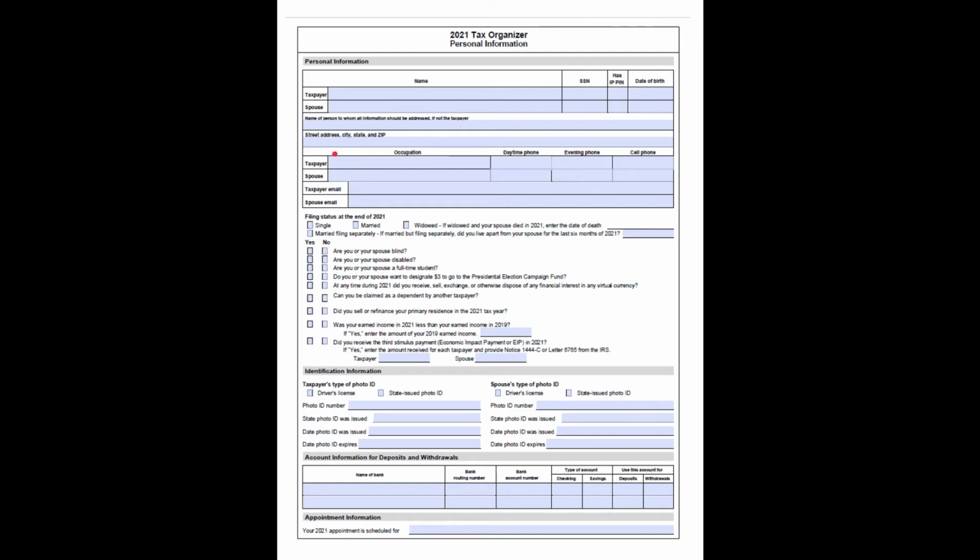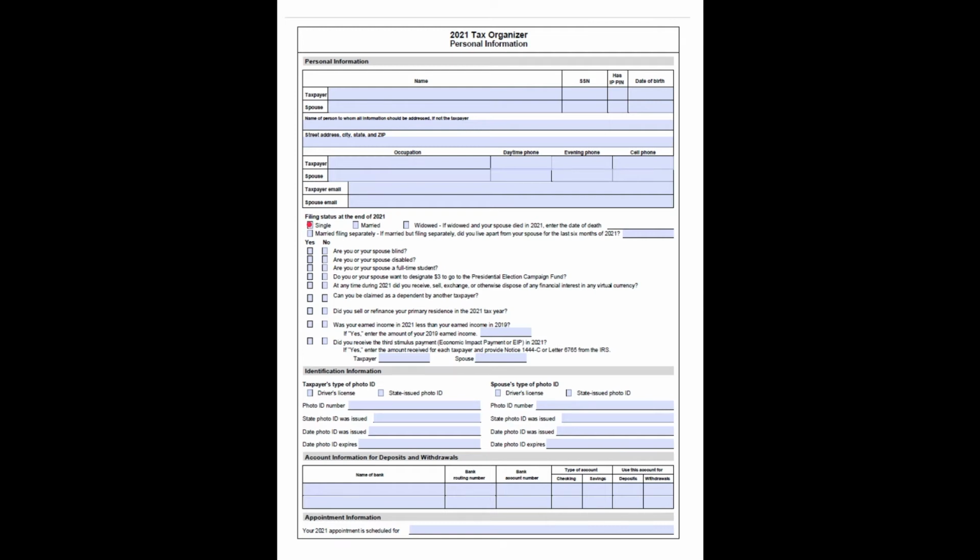And then we are going to ask for the occupation. Here, pretty straightforward. The rest of the information in this area is just going to be some contact information, so your phone and email. The next area is going to be the filing status at the end of 2021. If you were unmarried at the end of 2021, you're going to choose single.